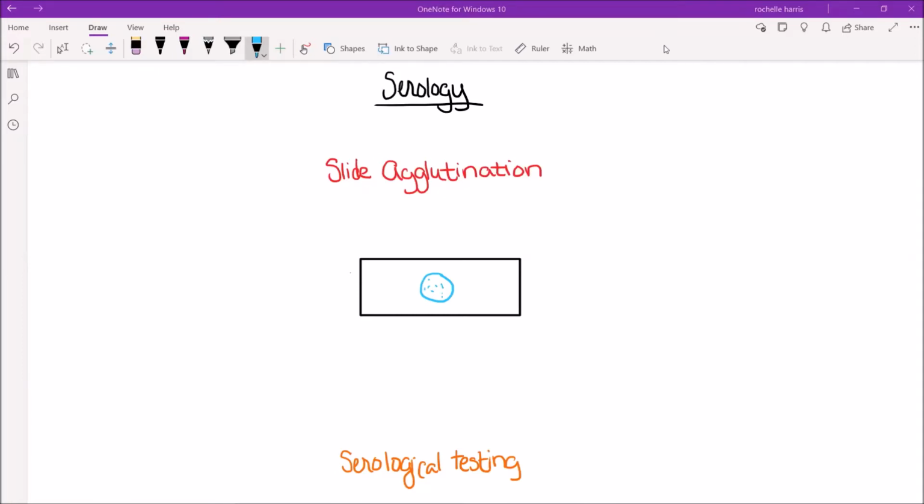Welcome to this video. We will be covering serology. We have slide agglutination. I'll give you some information on serological testing, ELISA, and Western blotting. So first up, we have slide agglutination.